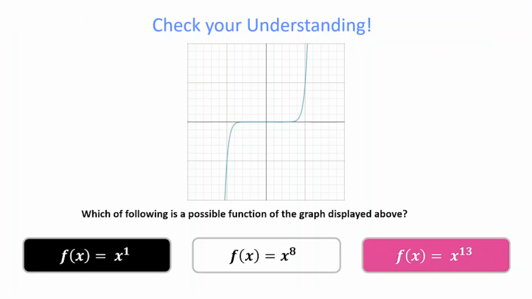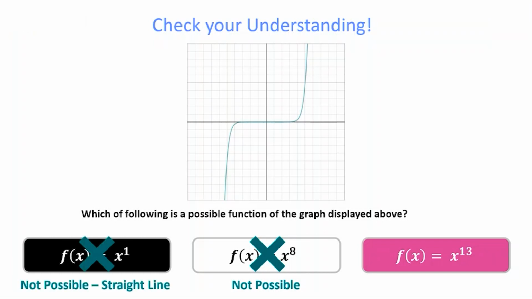As we have a cubic shaped graph, we know that we must have x to an odd indice, and so x to the power 8 is not possible. Now we have f(x) equals x to the power 1 and f(x) equals x to the power 13, but we know that x to the power 1 will be, yes, a straight line, and so the answer will be f(x) equals x to the power 13.